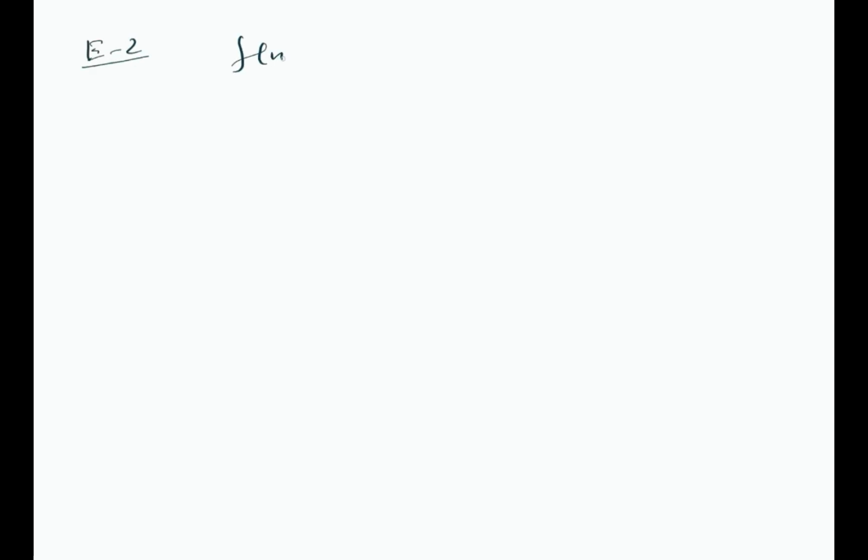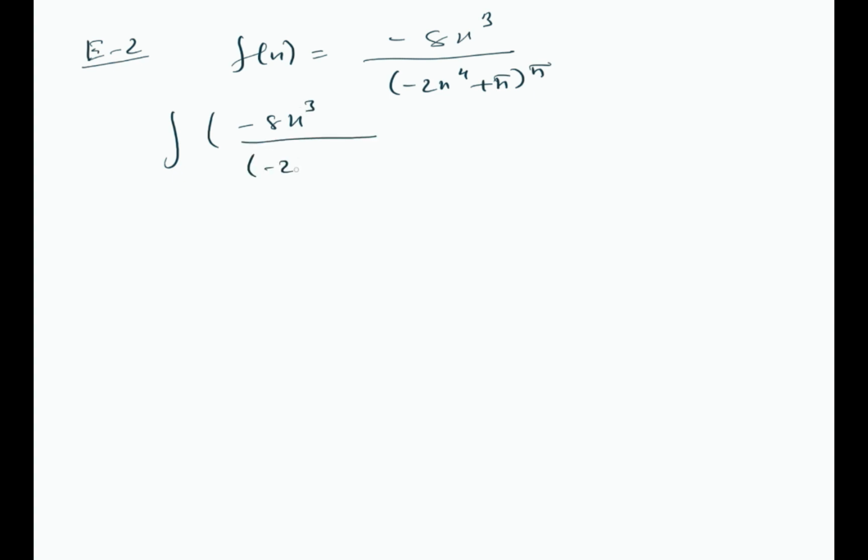So for example 2, we have a function f of x equal to (-8x^3) over (-2x^4 + 5) all to the power 5. So the integral of this function, (-8x^3) over (-2x^4 + 5) all to the power 5 dx. Okay, so now we need to choose our u. So let u equal -2x^4 + 5.